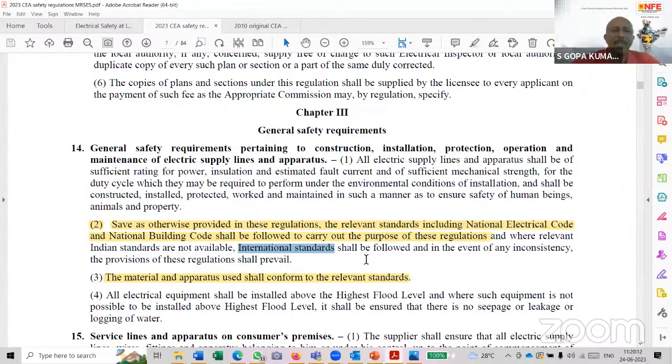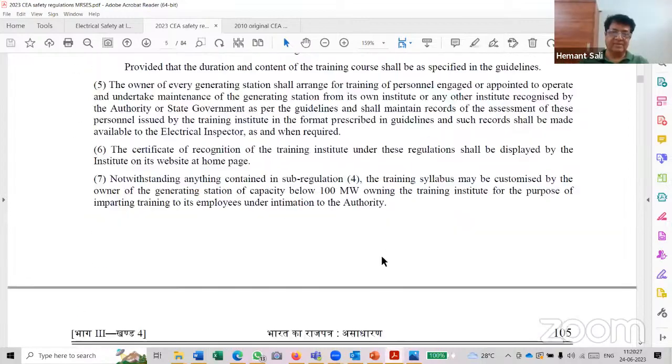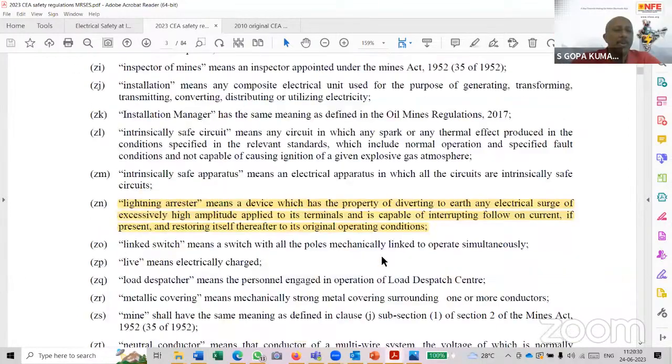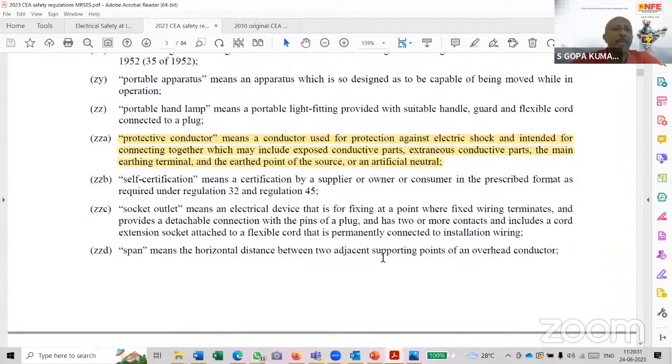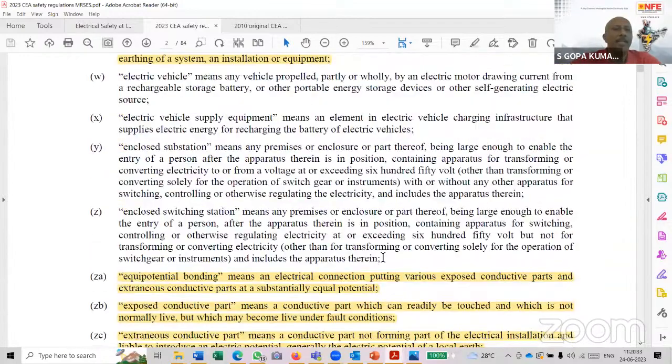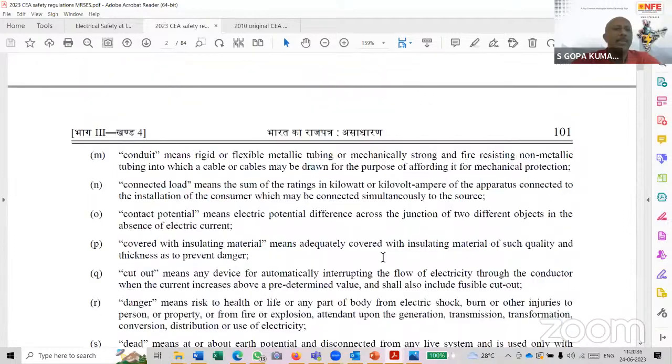Thank you, sir. But one sub question. Now you see in regulation number 2, NEC and NBC are made mandatory, and where relevant Indian standards are not available, international standards shall be followed. And if we look at the definition of international standard, so here, for example, the international standard, where is it?